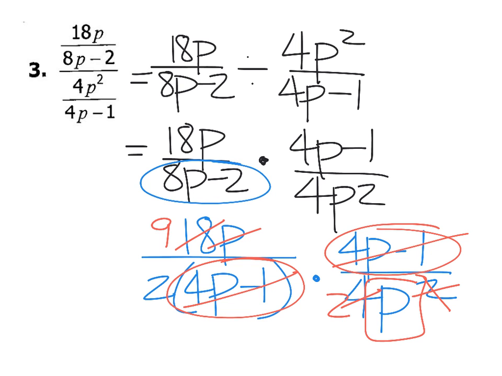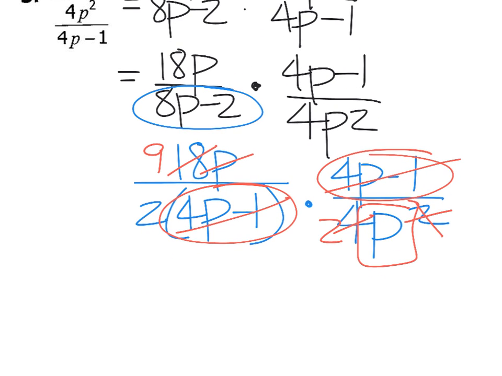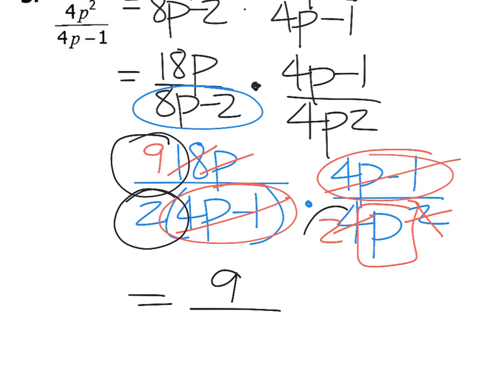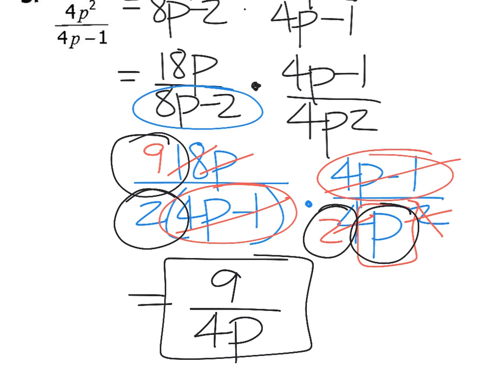Now we want to rewrite what's left. So on the top we've got 9, and we've just got our single 9, and on the bottom we've got 2, 2, and p. So 2 times 2 gives us 4 and a single p. And that's our final answer.